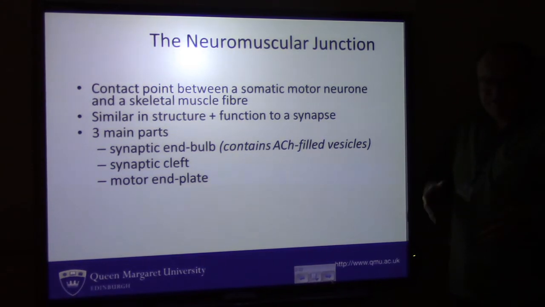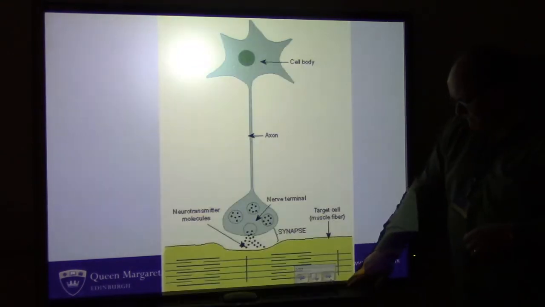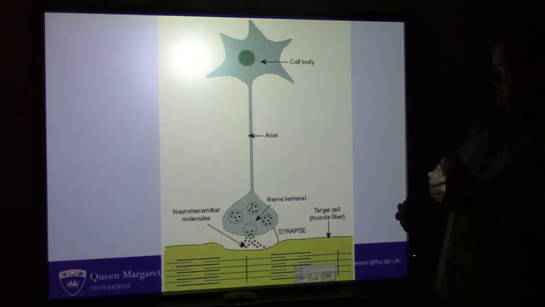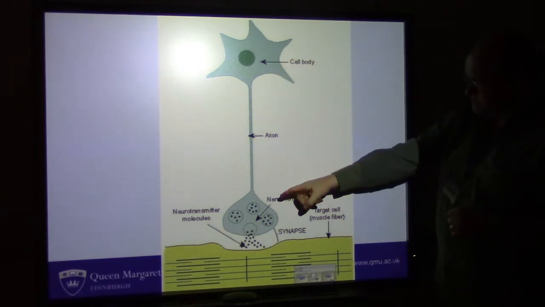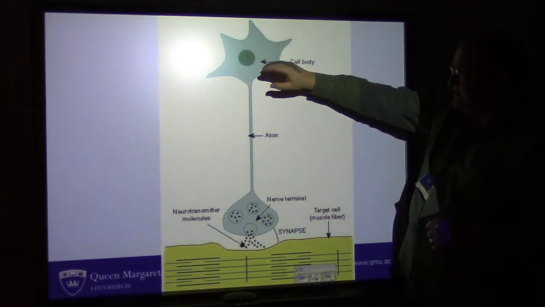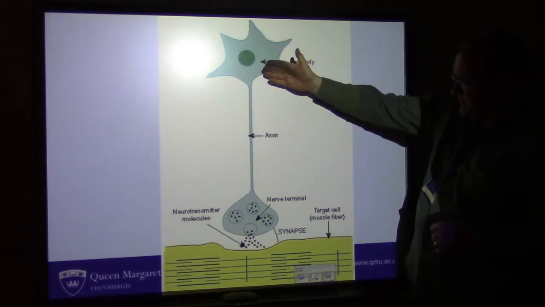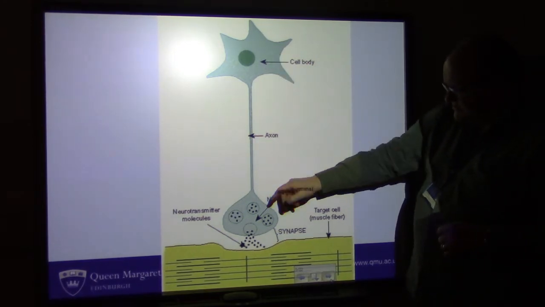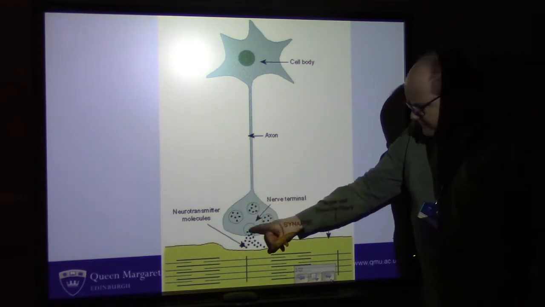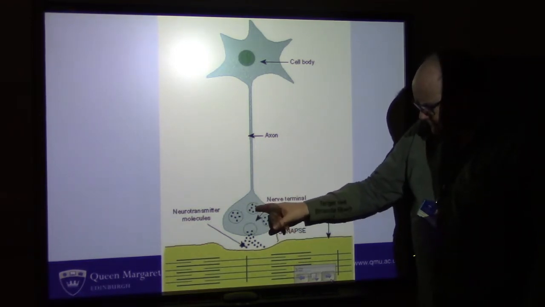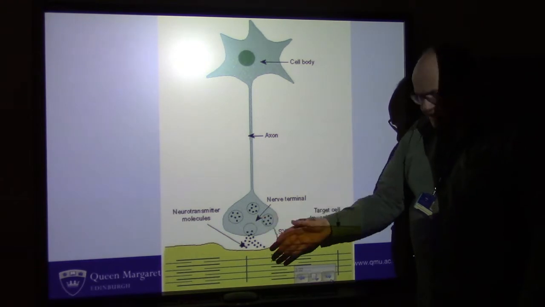And then we have the synaptic gap or the cleft. Sometimes you'll see that referred to as the neuromuscular junction. And then we have the motor end plate, which is the area of the muscle that is going to respond to the released neurotransmitter. So this is a motor neuron here. Standard cell body, nucleus, etc. Axon, where the action potential will fire down, gets to the terminal. Terminal is filled with vesicles, and the vesicles are filled with acetylcholine, which is released.